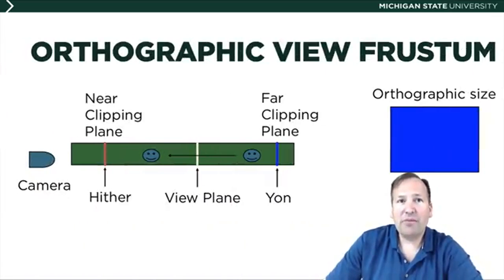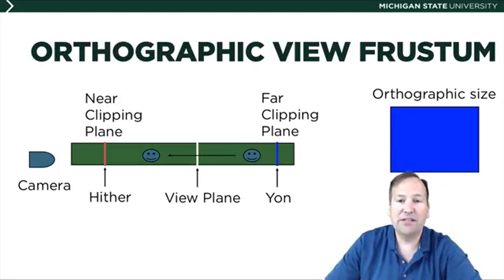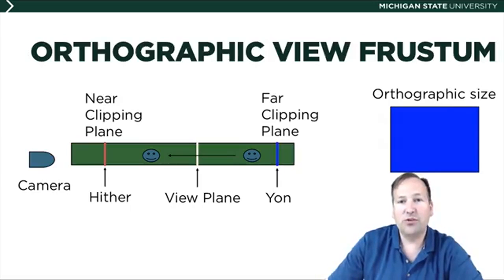The orthographic camera has a rectangular view frustum with a constant field of view or orthographic size throughout. Objects, no matter where they are in front of the camera, will appear the same size relative to other objects. The same concepts apply in terms of near and far clipping planes with the orthographic cameras as they do with the perspective camera.